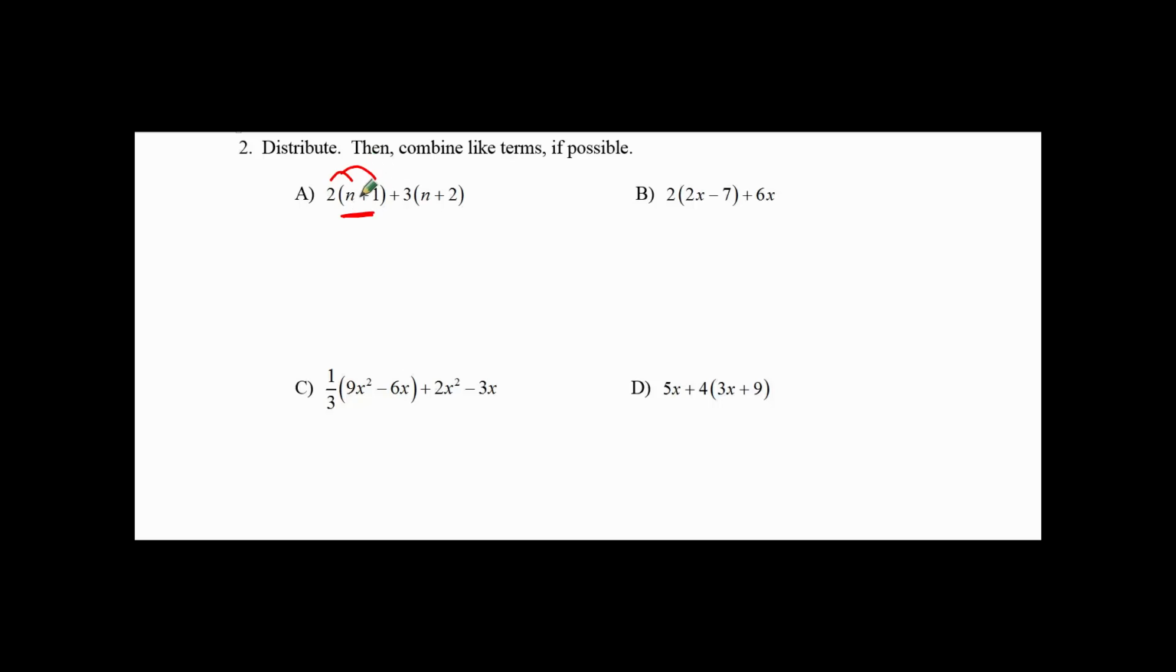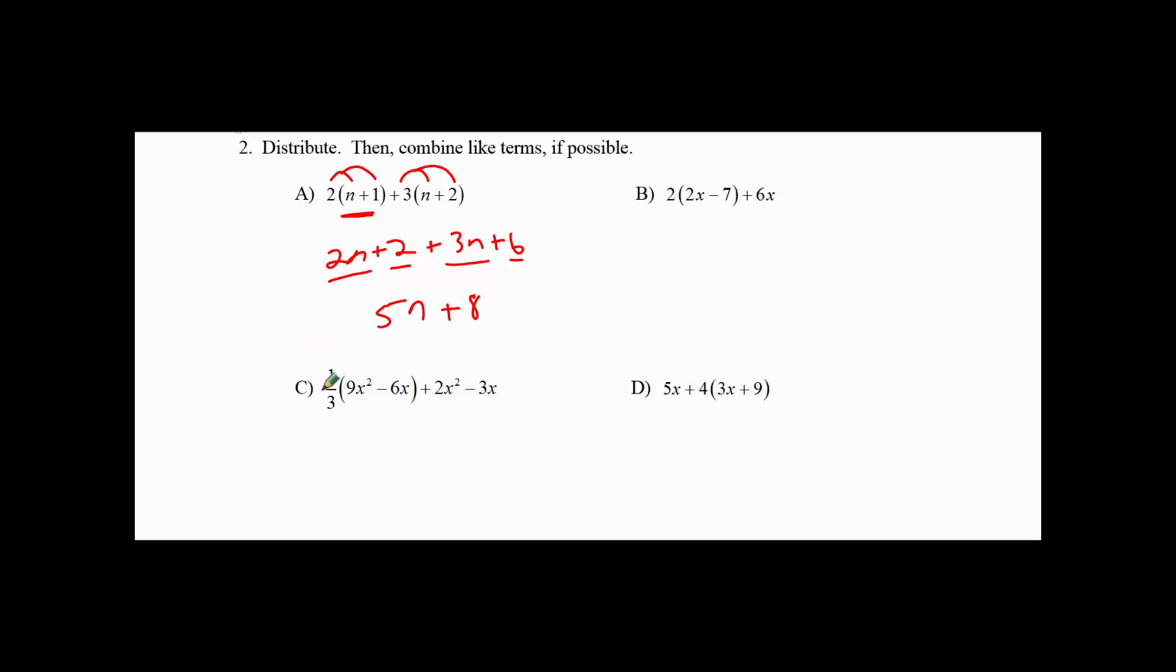It's not 1n. So you distribute, and you get 2n plus, and then 2 times 1 is 2. And then do the same thing with 3. So 3 times n is 3n, and I'm distributing a positive 3. So positive 3 times a positive 2 is 6. And then we combine our like terms. So 2n plus 3n is 5n. 2 plus 6 would be 8. And then we're good. Alright, I'll leave you to do B.